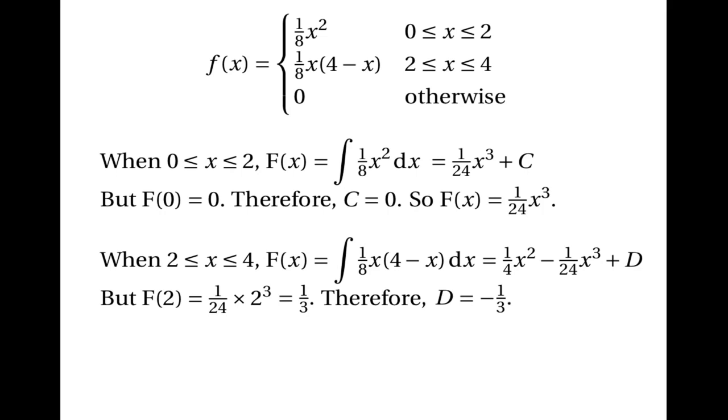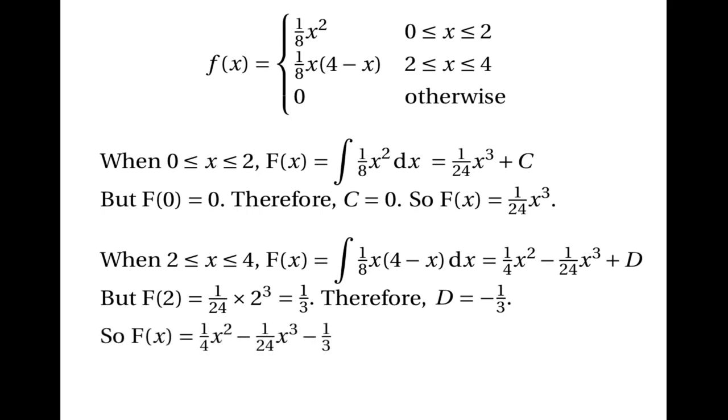Let me just make sure it's clear what happened there. We did an indefinite integral and we got an answer that involved an unknown constant d. But then we realised there was a particular value, x equals 2, at the start of the interval, where we knew the probability, we knew the value of f of x, and so we were able to make an equation by substituting in x is equal to 2, and solving that equation told us that d was equal to minus a third.